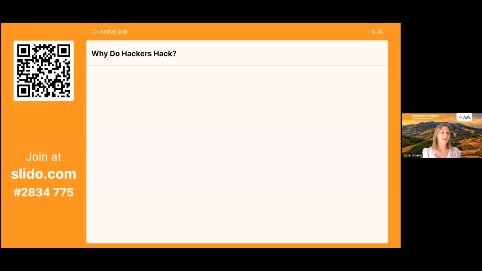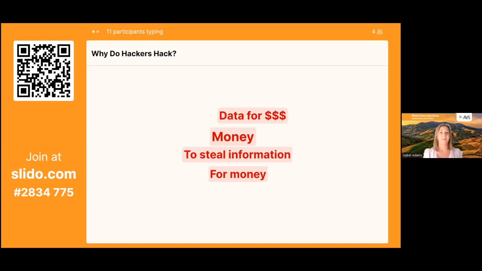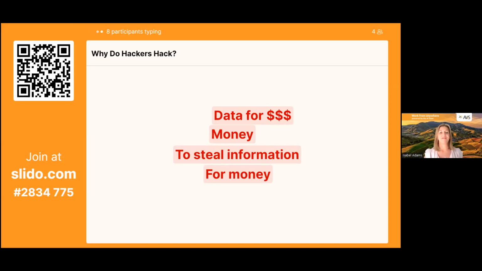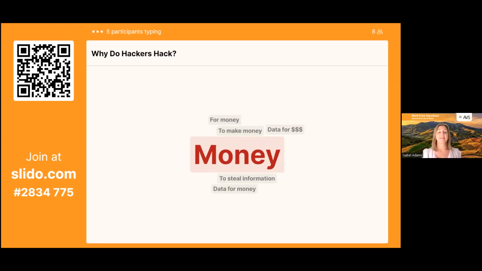So if you can log into your Slido app now, using that QR code or logging in through the slido.com URL and entering that code 2834775. If you can go back to the explanation that I gave earlier in terms of why do hackers hack? What is their motivation? Let's see if you guys can recall what their motivation for stealing our information is. And absolutely right, it is money.